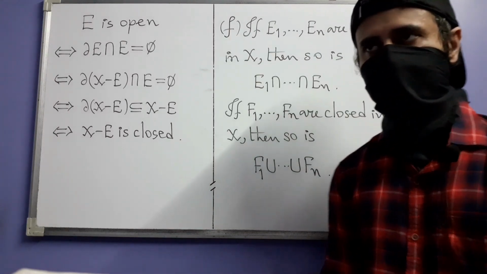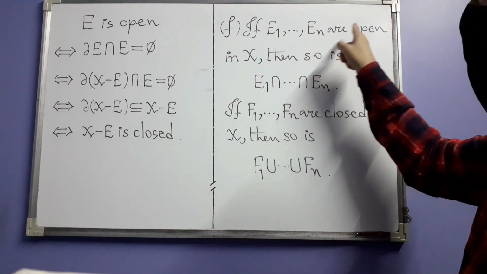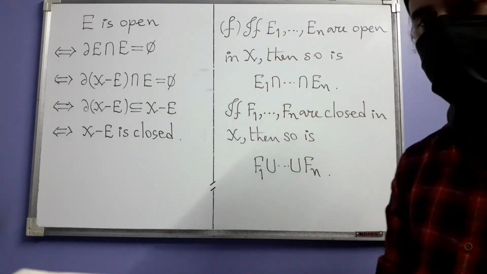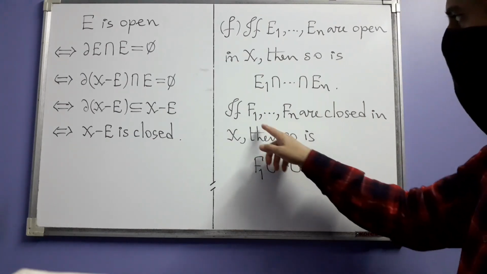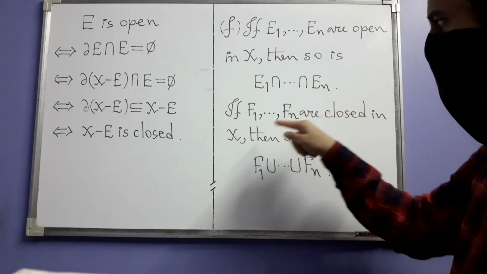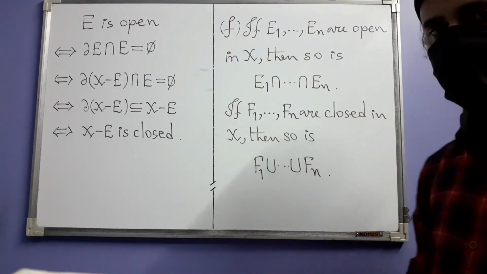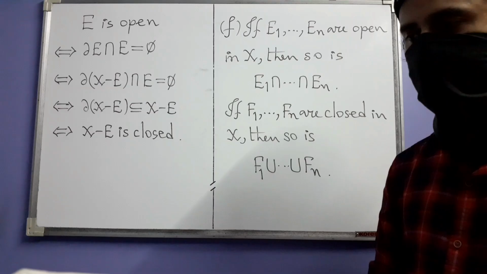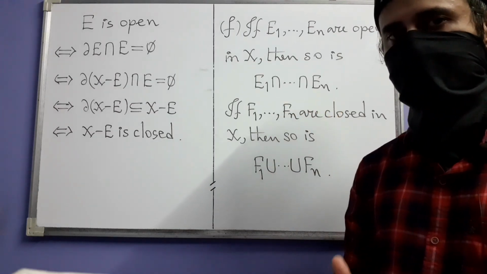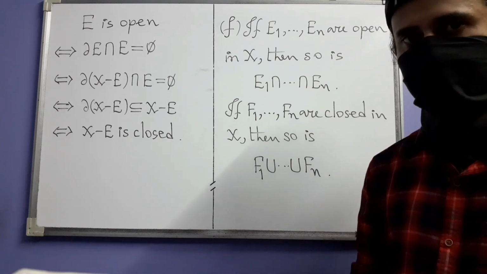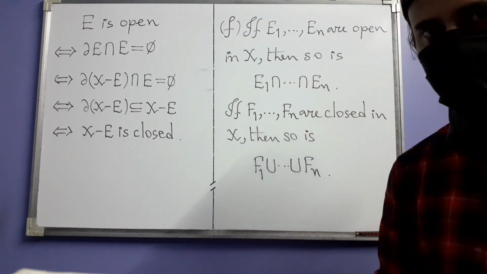Next we have part F. If E1, E2 up to En are open in X, then their intersection is also open. And if finitely many sets, these Fi's, are closed in X, then their union is also closed. We can state these two things like this: the intersection of finitely many open sets is open and the union of finitely many closed sets is closed.